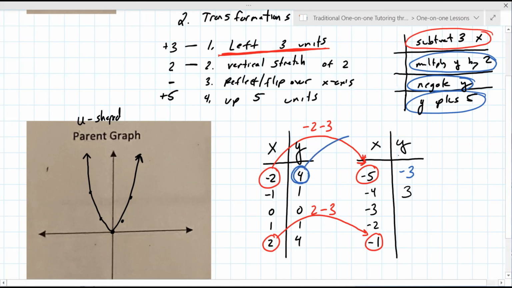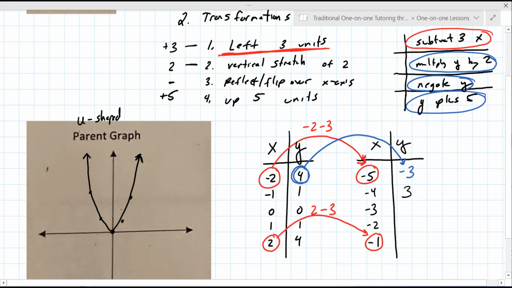Sorry, I'm just a little bit lost right now. Okay. Did you write down multiply Y by 2, negate Y, plus 5? Yeah. Okay. When you vertical stretch something, that only affects Y. When you reflect or flip, that only affects Y. When you go up 5, that only affects Y.